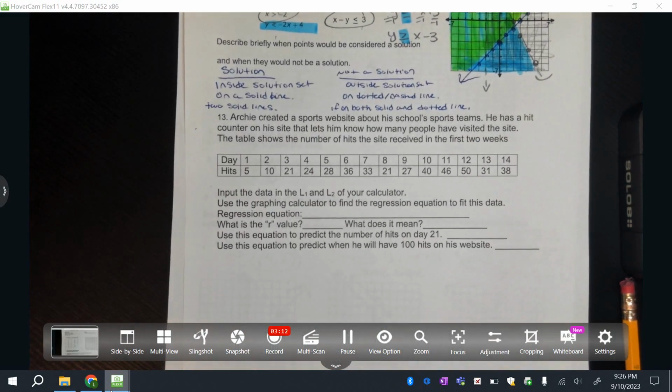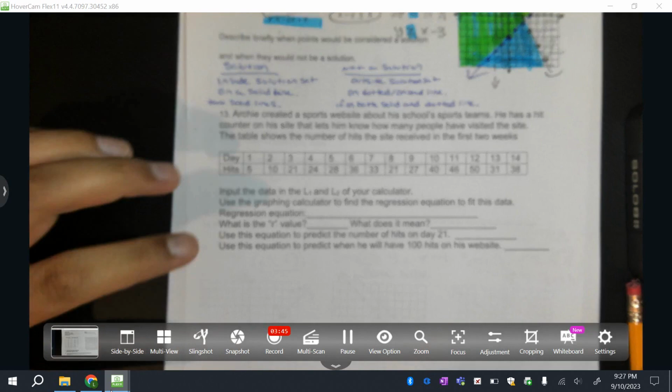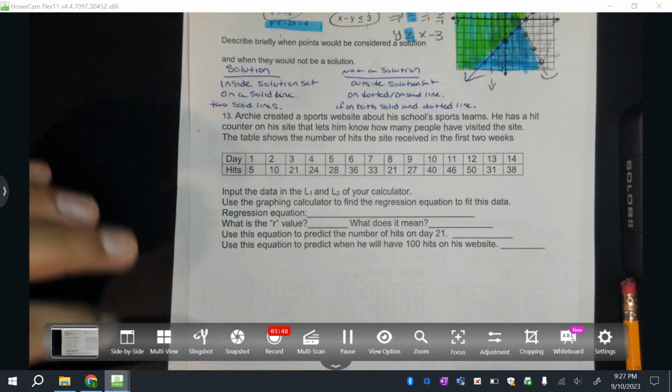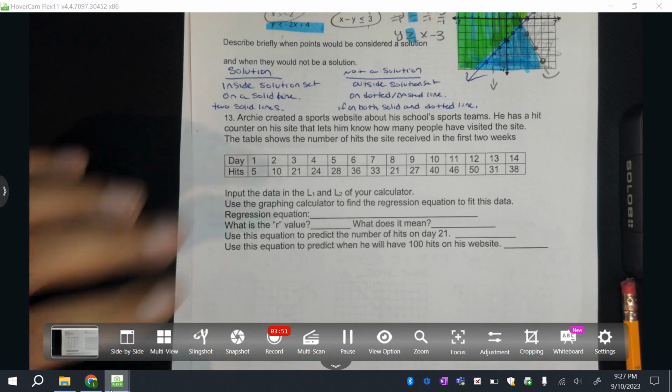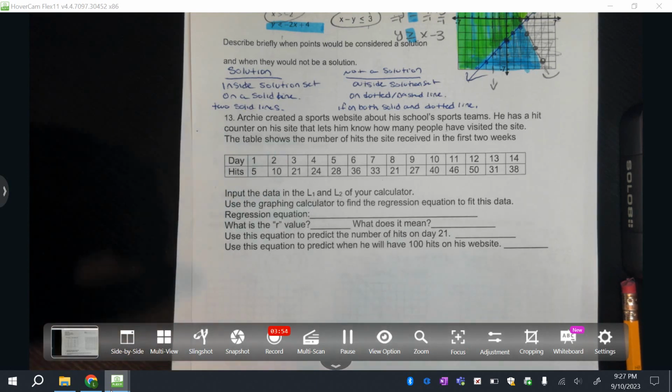Alright, and then for the last one, this is going to be another problem. I created a sports website about his school's teams. He has a hit counter on his site that lets him know how many people have visited the site. It shows the number of hits received in the first 2 weeks. Input the data into the calculator. Use the graphing calculator to find the regression equation to fit this data. Find the regression equation, the r value and what it means, and predict the number of hits on day 21 and when it will reach 100.